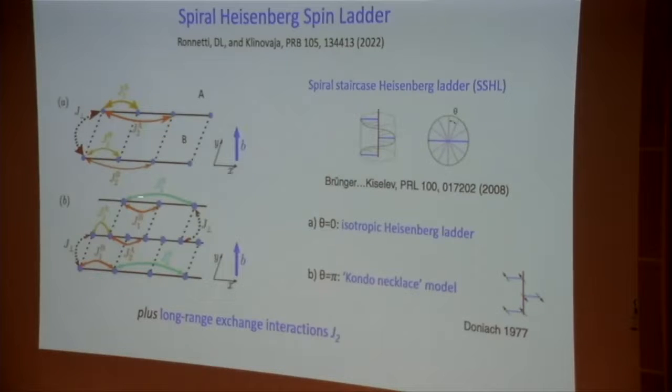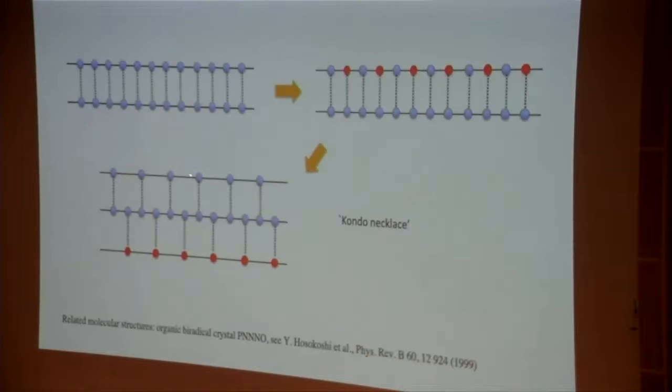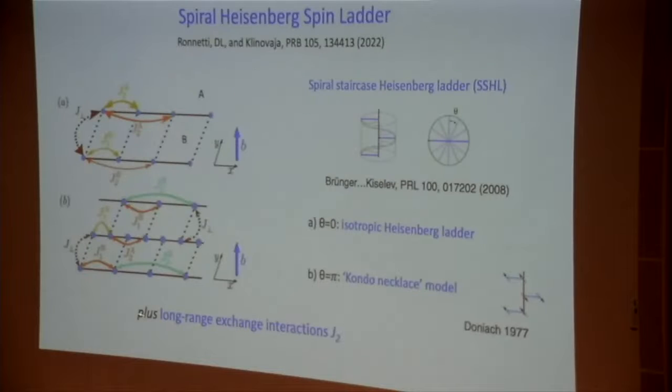To see how to get to this, for example, you can think of a ladder like here, and then every second atom, you take a different one, and then you flip it, and you get this kind of necklace, Kondo necklace. So here's this compound. I will not go into more detail, but some people have claimed that it comes close to this. And in addition, you also add some long-range exchange interaction in this model. We will see in a moment why we need that.